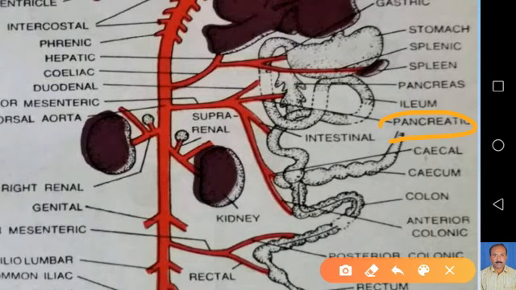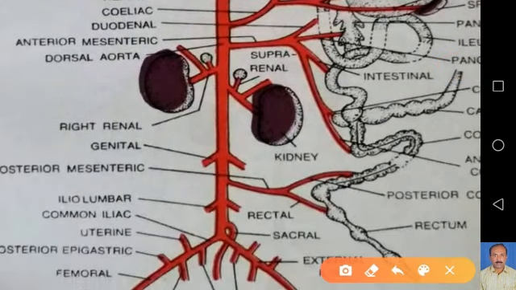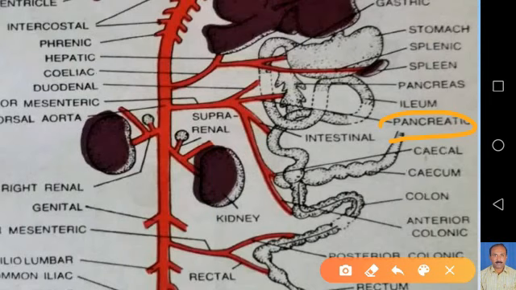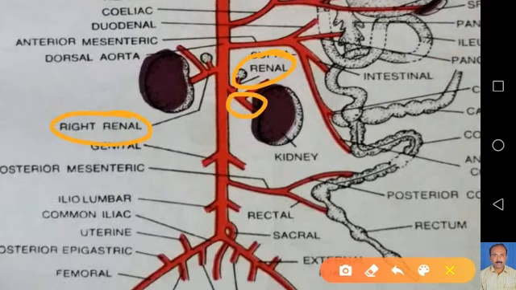Next, renal arteries. There are two renal arteries, right renal and left renal. The right renal artery is a little anterior to the left one. They carry blood to the kidneys. Each renal artery gives off a small suprarenal artery to the suprarenal gland or adrenal gland and a small branch to the muscles of the back.